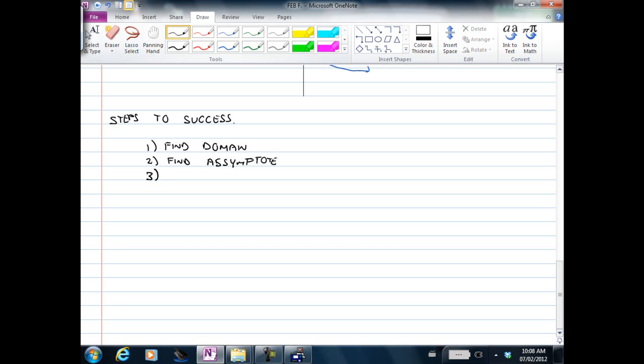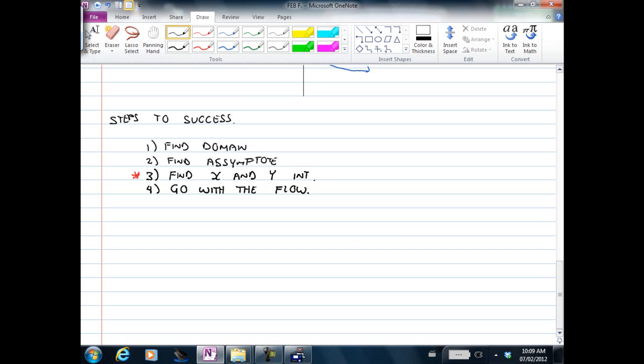Here we go. Step 3: find the x and y-intercept. Number 3 is actually the hard step. A lot of people can't do it. I'm going to show you how to do that in detail. Finally, step 4: go with the flow.